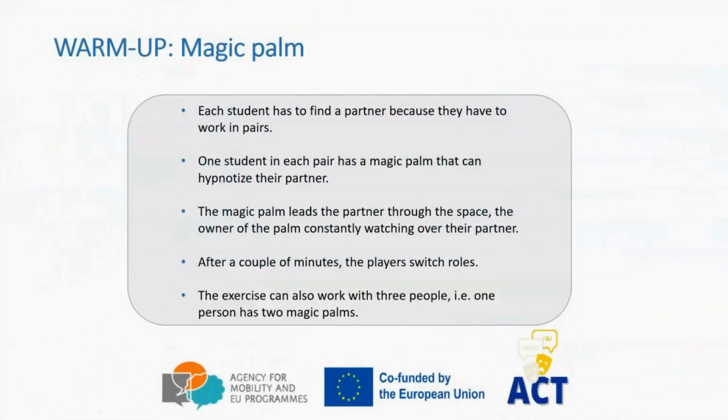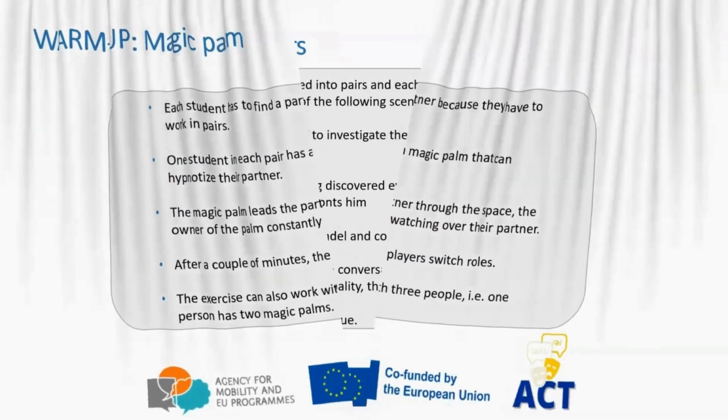Warm-up, magic palm. Each student has to find a partner because they have to work in pairs. One student in each pair has a magic palm that can hypnotize their partner. The magic palm leads the partner through the space, the owner of the palm constantly watching over their partner. After a couple of minutes, the players switch roles. The exercise can also work with 3 people, that means one person has 2 magic palms.